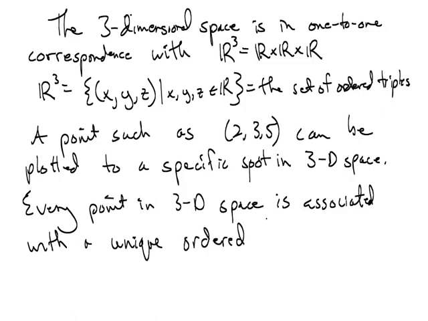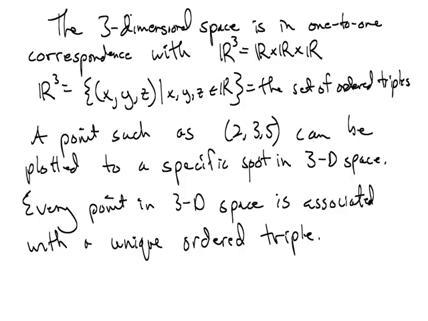So again, it may seem like kind of an obvious statement, but it is an important statement. If you give me an ordered triple, 3 numbers, we can put that in a very specific spot in 3-space, in three-dimensional space, in R3. And if you give me a particular point in three-dimensional space, assuming we have a coordinate system associated with that, then we can call that a very specific ordered triple.